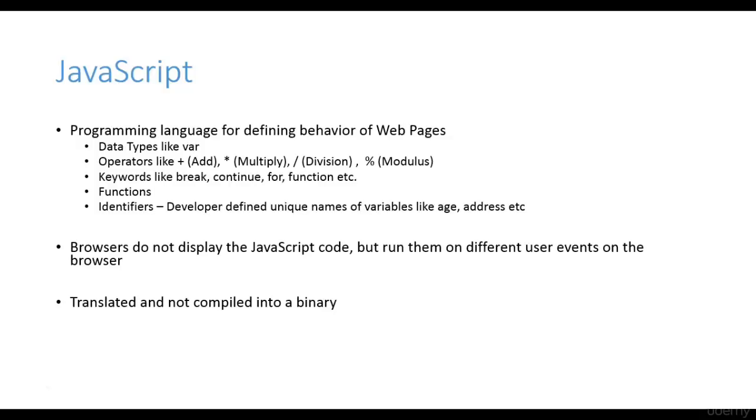Just like any other programming language, it has also got elements like data types, operators, keywords, functions, identifiers, and other aspects of a programming language. JavaScript code is run by the browser, and just like HTML and CSS, this code is not displayed on the browser. JavaScript code is not compiled like Java or C, but rather translated by the browser. And as you might already know, the performance of translated code is not as great as compiled code.